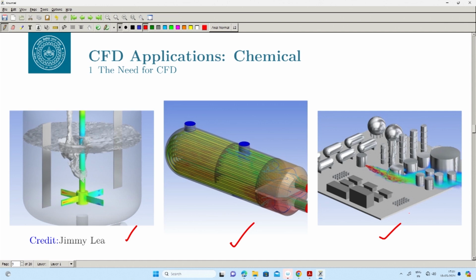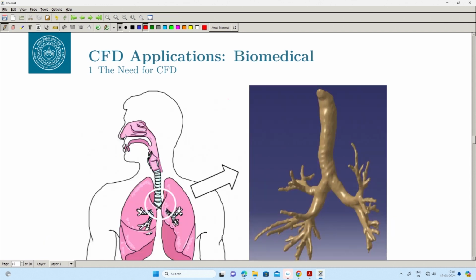Okay. After chemical, the one field where CFD is now getting in with full force is the biomedical application, because health is one of the biggest concerns of this 21st century. What I am showing here is, for example, the lungs or the bronchial, and we want to simulate the airways inside the bronchial. This is a very complicated system, but CFD is very helpful in these kinds of simulations.